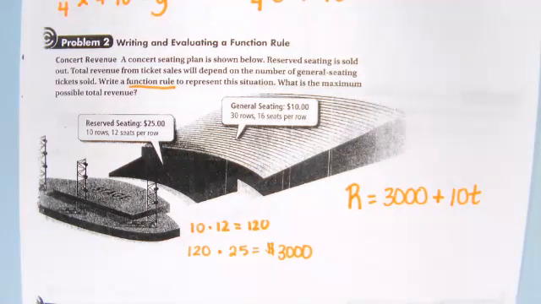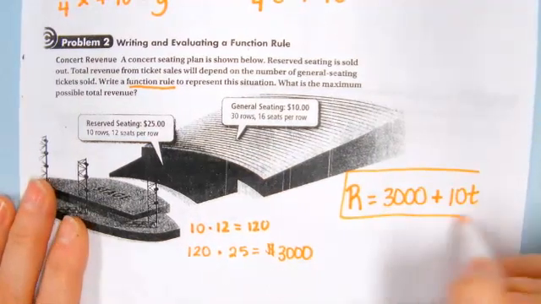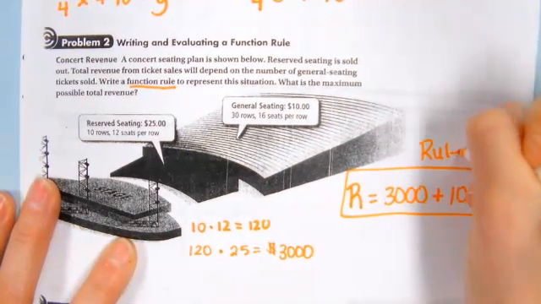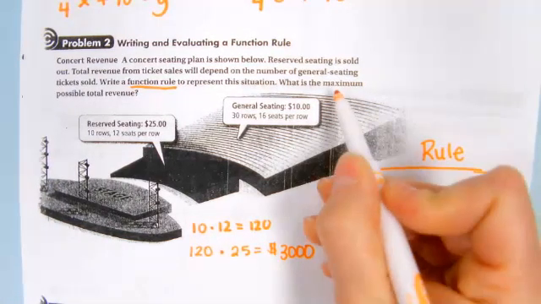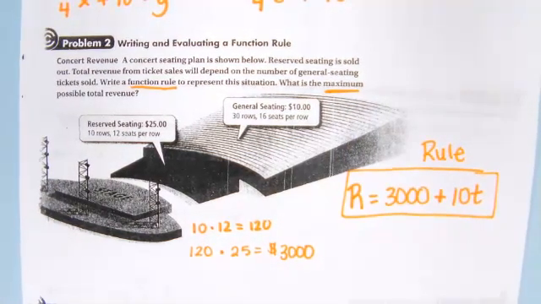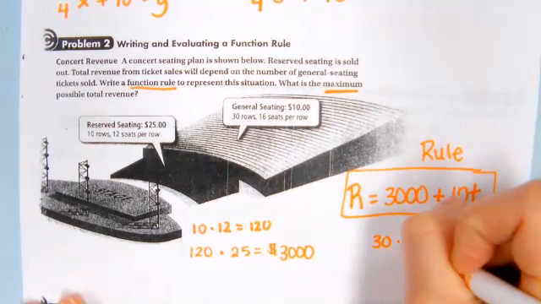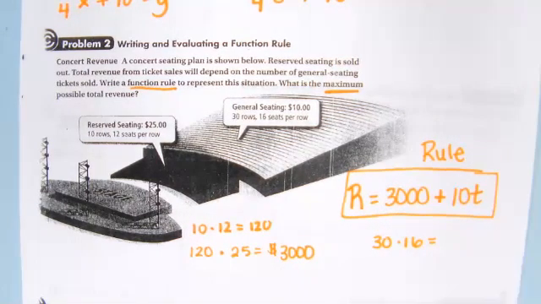Now, this is the function rule, all right? So if they just asked you for the rule, that means what's the equation? And now the question is, what is the maximum possible total revenue? So there's an answer to this. How many general seat tickets could they possibly sell? How do we figure that out? Yeah, 30 times 16. They can't sell more seats than they actually have, right? Unless they did something with standing room only, but they don't tell us that. What's 30 times 16? What is it?